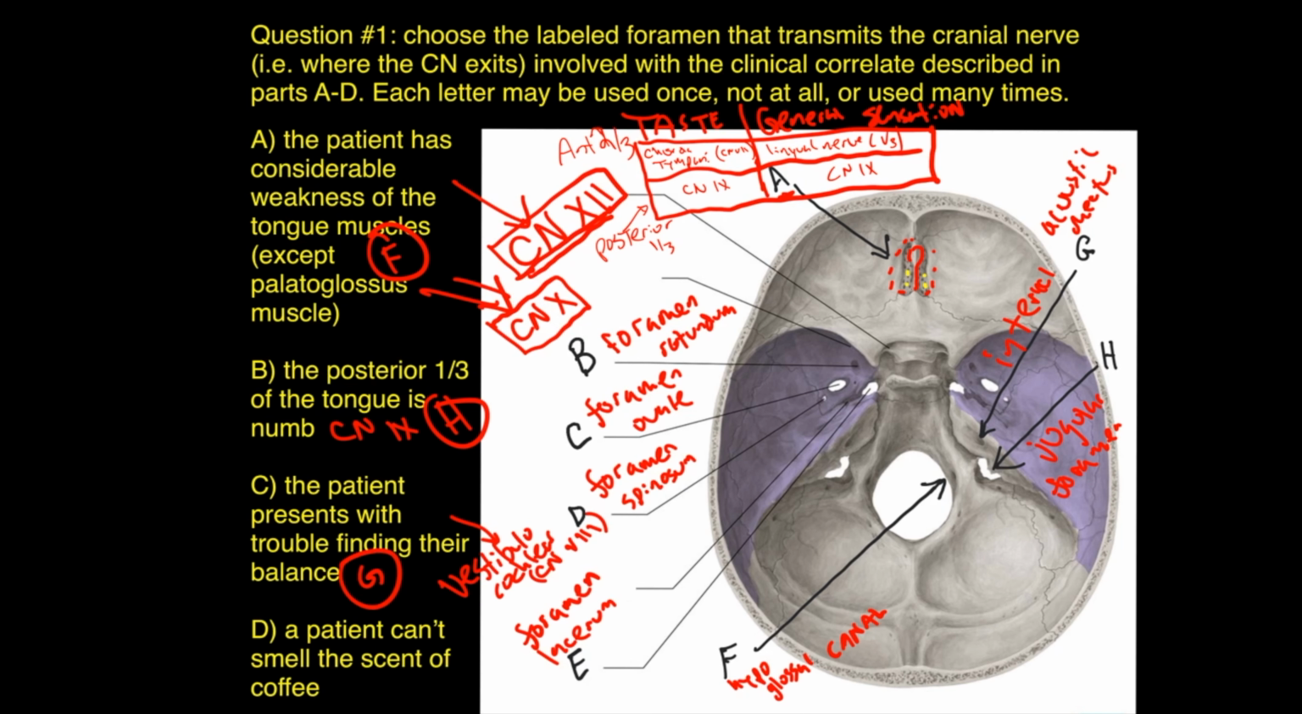Let's move on to D. Patient can't smell the scent of the coffee, so we know we're thinking of the olfactory nerve, which is cranial nerve 1. Cranial nerve 1 is the olfactory nerve, and it exits the cranial vault through the cribriform plate of the ethmoid bone. So it's those little dots over at A. So part D is going to be answer choice A.